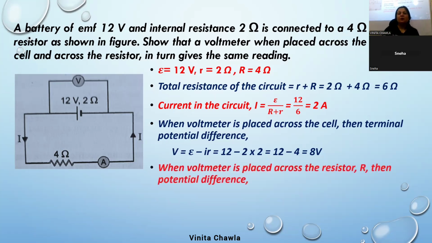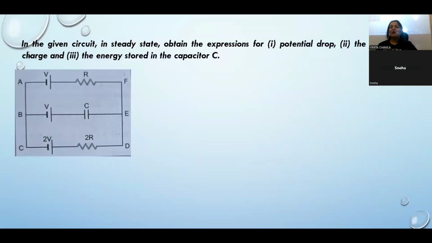Second, when the voltmeter is placed across the load resistor R, then the potential difference V is equal to I capital R. Again, it's 8 volt. So from here, we can conclude that both V and V dash are equal. You have done this question already in the class.